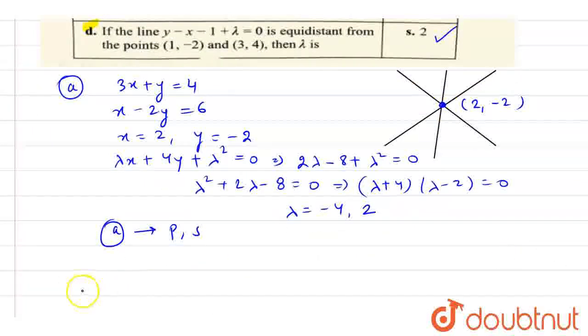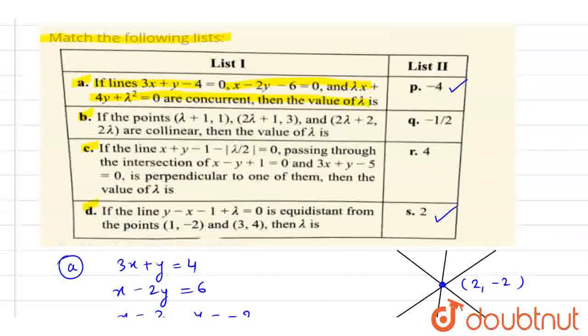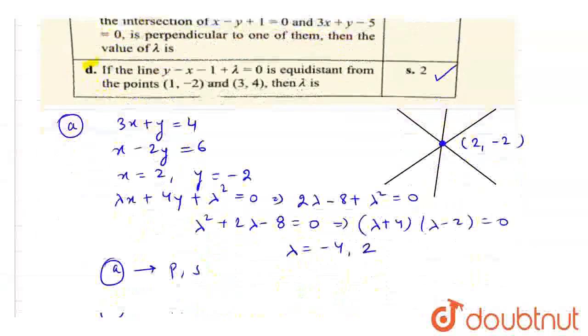Now let's talk about part B. What is part B saying? So part B is saying if the points lambda plus 1 comma 1, 2 lambda plus 1 comma 3 and 2 lambda plus 2 comma 2 lambda are collinear, then what should be the value of lambda, right?